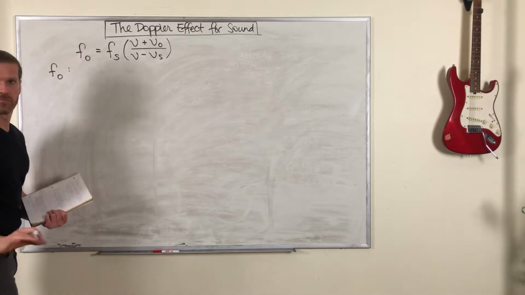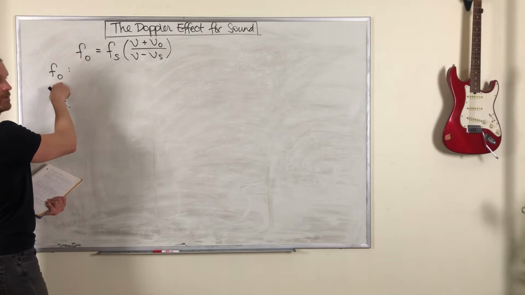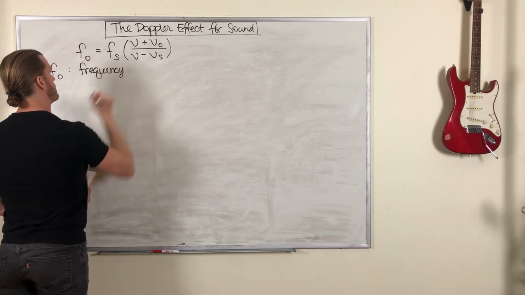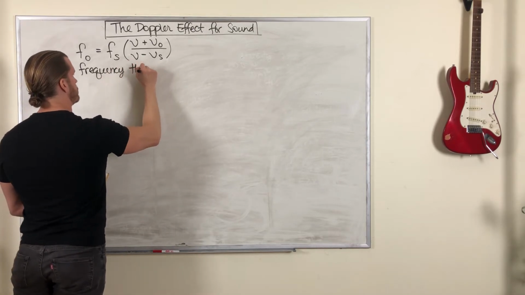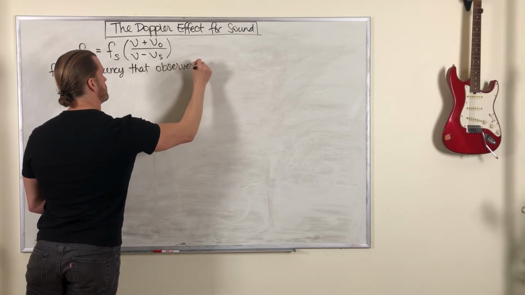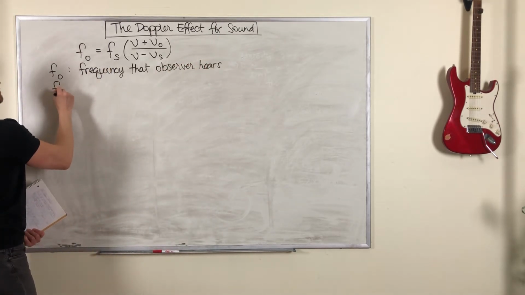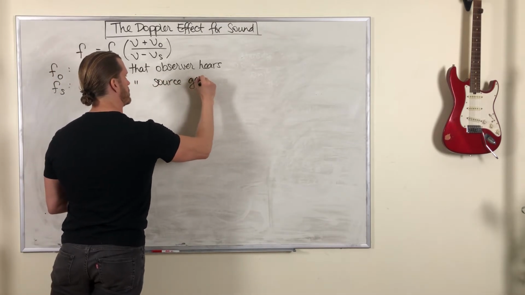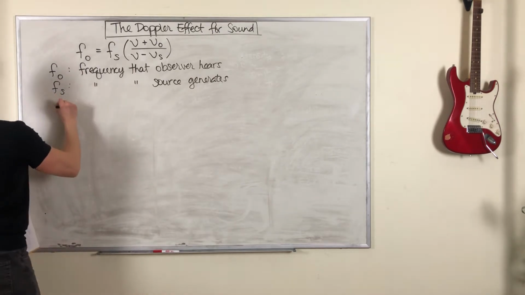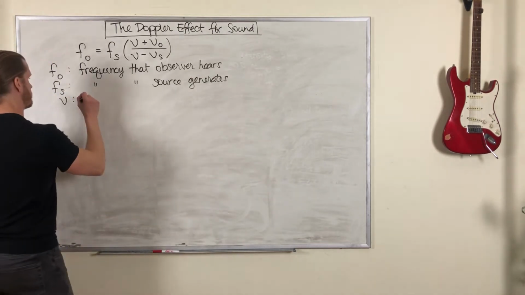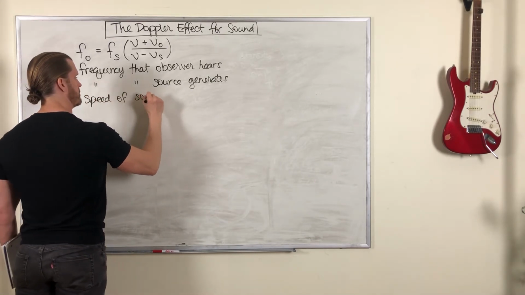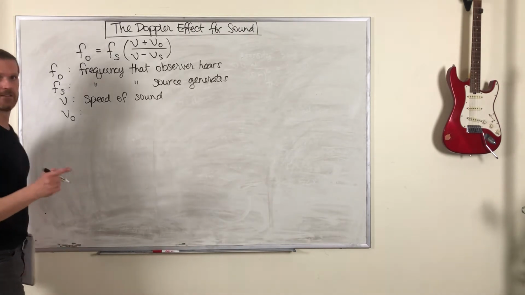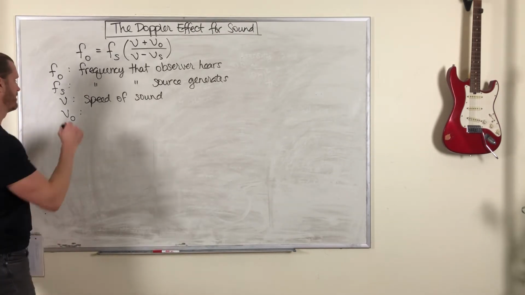So let me just say once again what all these things mean. FO is the frequency that the observer hears. Fs is the frequency that the source generates. V is the speed of sound. VO is the velocity of the observer, and we need to keep the signs straight.